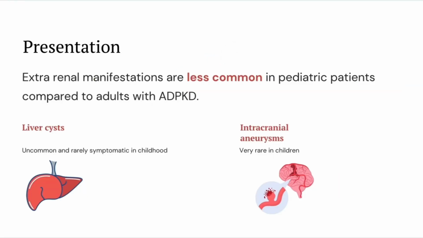So you may have also heard that ADPKD is associated with some extrarenal manifestations in adults. However, these are less common in pediatric patients compared to adults. Some children indeed can have liver cysts, but rarely symptomatic in childhood. Some children can have intracranial aneurysms, but it is very rare in children. This kind of aneurysm sometimes can lead to rupture and intracranial hemorrhage and lead to some severe neurological complications.